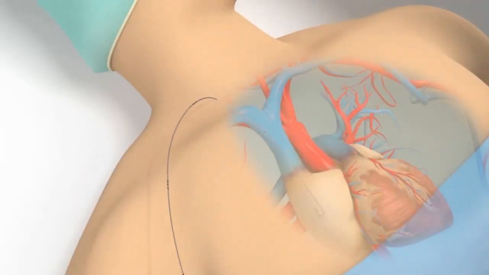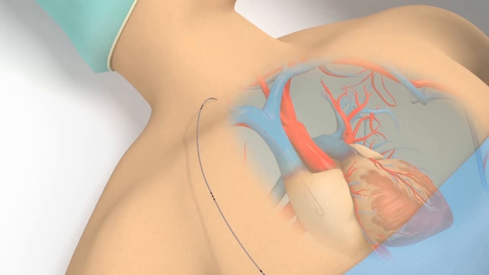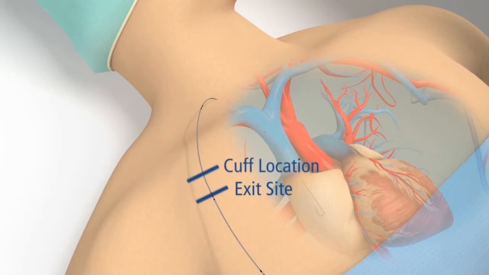Next, identify the tunnel tract. Visualize your tunnel in a gentle wide arc, 5 to 6 centimeters distal from the venotomy site. Mark your exit site. Now move upwards from the exit site a minimum of 2 centimeters towards your venotomy site. Note, this is where your cuff will be.